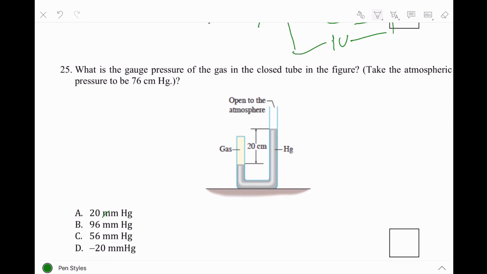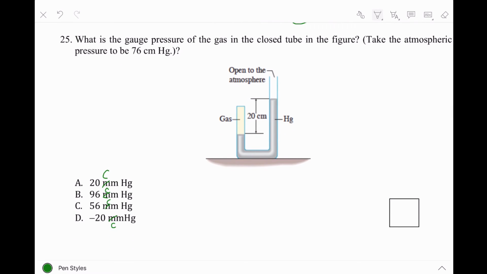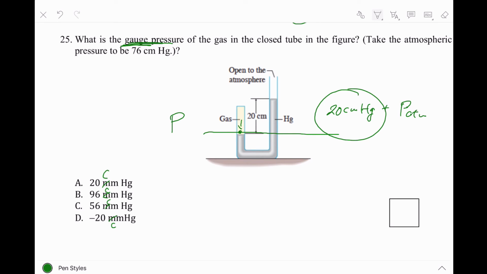I beg your pardon, this is also centimeter, centimeter, centimeter, centimeter. At this point, the pressure here, P, is equal to 20 centimeters height of mercury plus 1 atmospheric pressure. However, you're asked for the gauge pressure. It means you just subtract the atmospheric pressure. So this is your answer. So this is A.